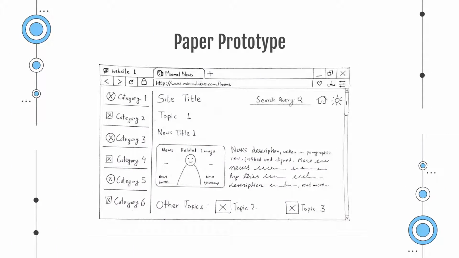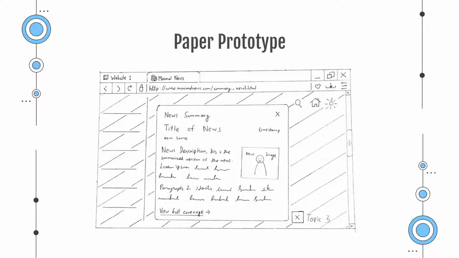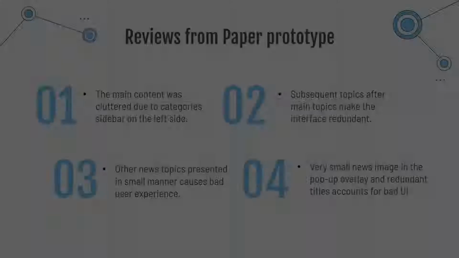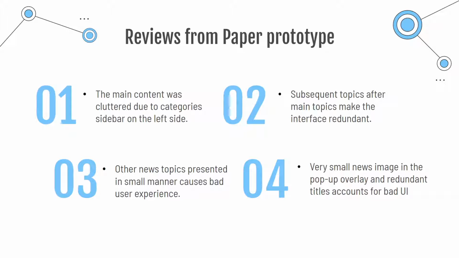To resolve this, we created an initial paper prototype and distributed it among our peers and collected their feedback. The reviews from the paper prototype were that the main content was cluttered due to the category sidebar being on the left side. The subsequent topics after main topics made the system redundant. Other news topics presented in a small manner cause a bad user experience. Very small news images in the pop-up overlay and redundant titles account for bad UI.